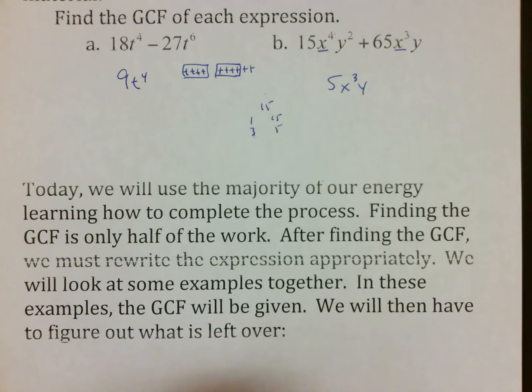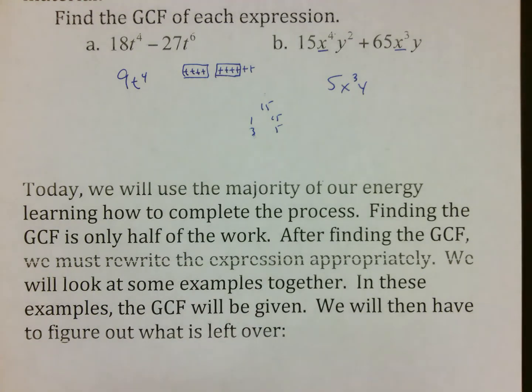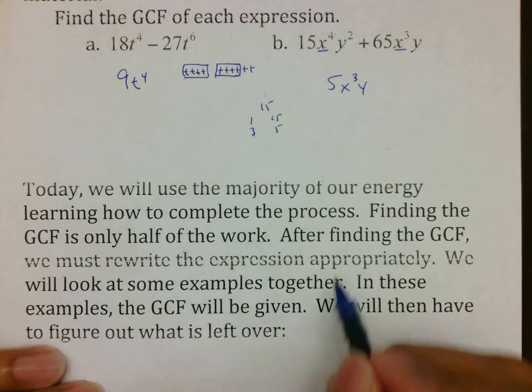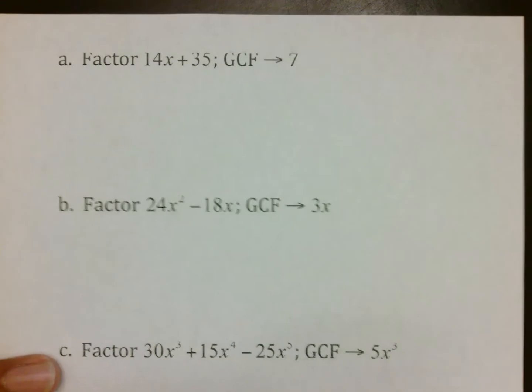So today we're going to use the majority of our energy learning how to complete the process. Finding the GCF that we did up here is only half of the work, because after you find the GCF we have to rewrite the expression appropriately. The key thing here is appropriately, without a lot of the mistakes that people make. We'll look at some examples together. In these first examples the GCF is going to be given to us, and then we'll learn how to figure out what's left over and then put it all together to end the lesson.